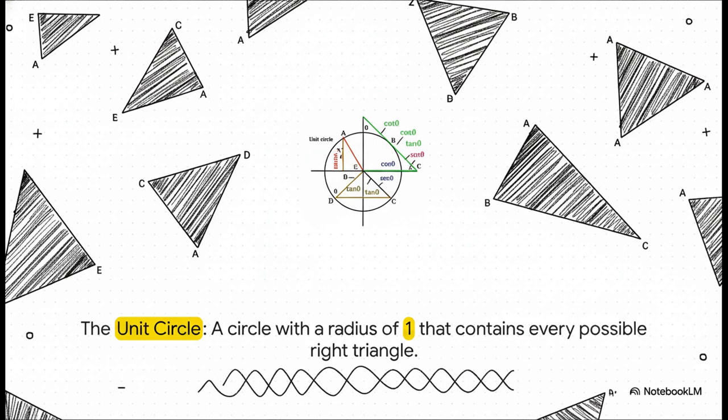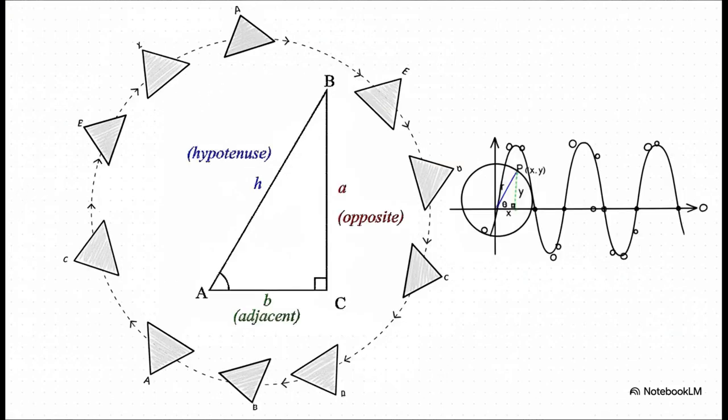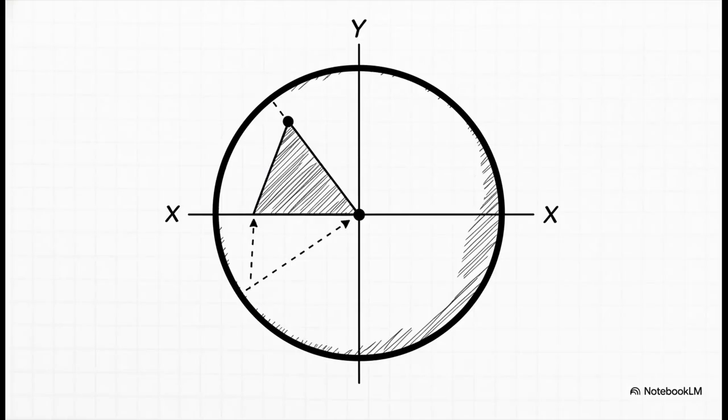Just think about it. Every single point on the edge of this circle can become the corner of a brand new right-angled triangle. So our original triangle isn't gone, it's just found a new home inside this universal system. And as we move that point around the circle, we're not just changing the angle, we are literally generating every possible right triangle. All of them, packed neatly into this one perfect shape. How cool is that?